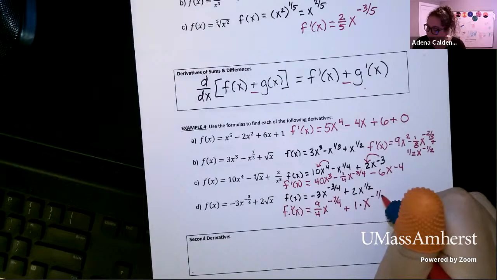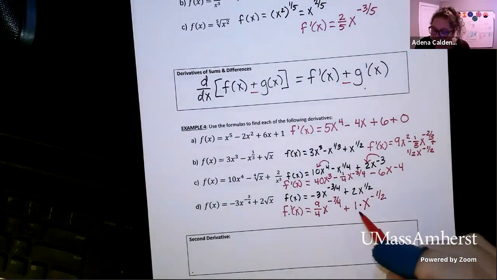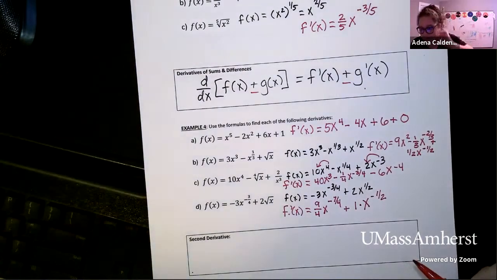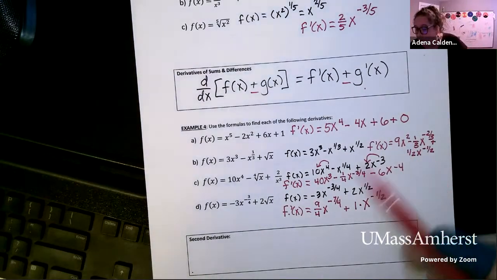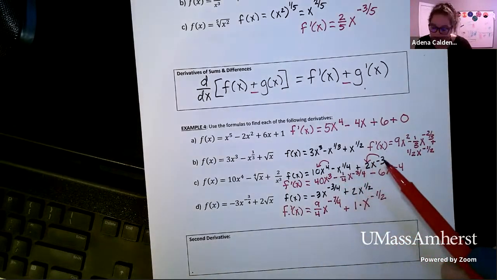Here, when the 1/2 comes down to multiply the 2, that's going to give me 1x, and now I subtract 1 from the power. So I get 1x to the negative 1/2. Again, you don't have to write the 1, but you can if you'd like to. So again, we're able to get the derivative function by rewriting and then going term by term.